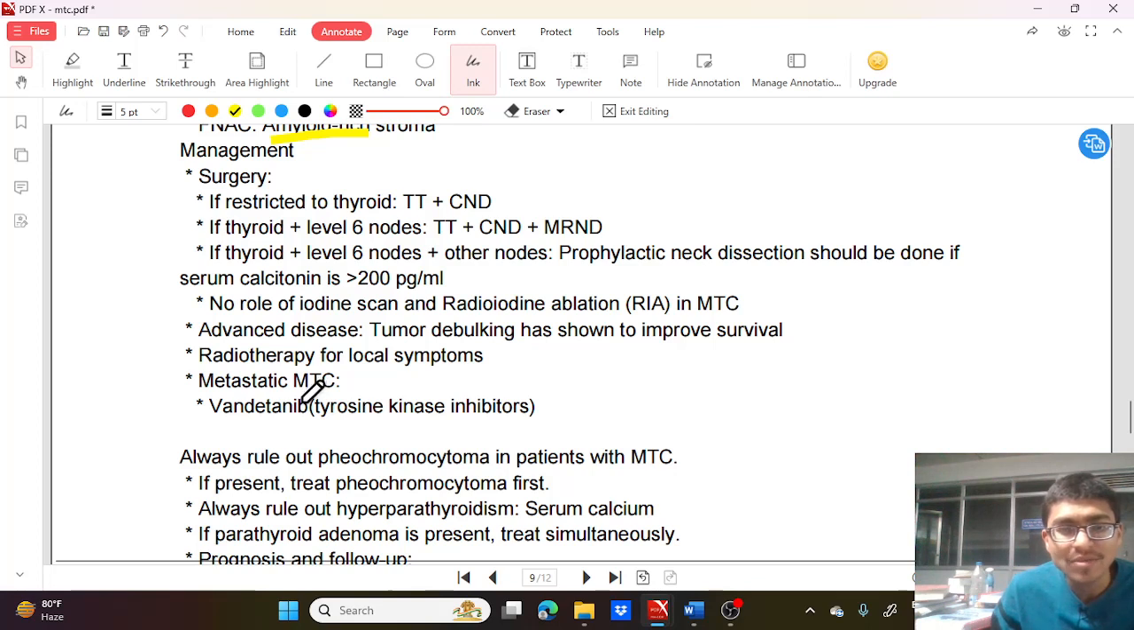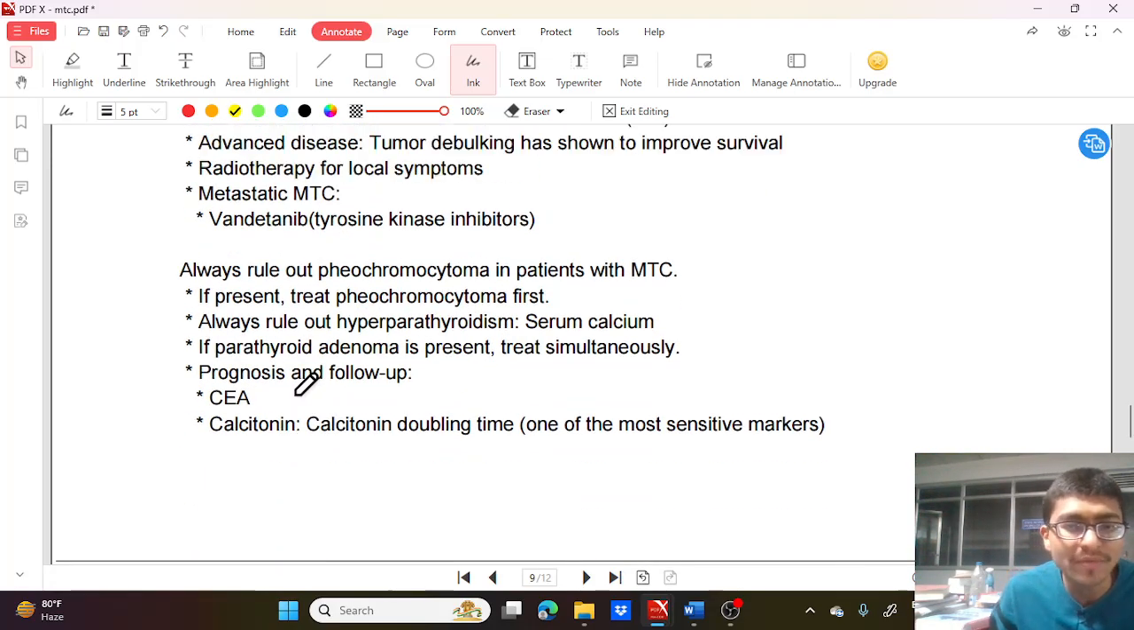So these cases are associated with MEN syndrome. So we'll also have to rule out pheochromocytoma. And if it is present, then we have to treat pheochromocytoma first. And we also have to rule out the parathyroid disorder, that is hyperparathyroidism, by serum calcium. And if the case is having a parathyroid adenoma, then we have to treat it simultaneously along with the medullary thyroid cancer surgery. For prognosis and follow-up, we'll be going for CEA and calcitonin. And calcitonin is one of the most sensitive markers for assessment.